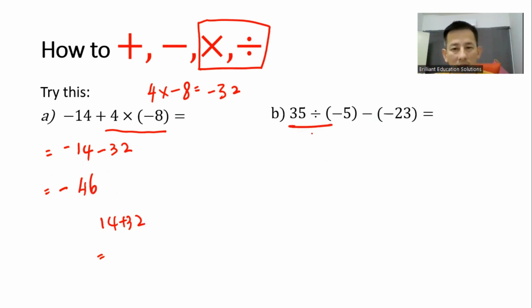If here you settle this first, 35 divided by negative 5 will give you negative 7. Minus minus is plus 23. Different sign, so 23 minus 7 is equal to 16. So your answer should be 16.